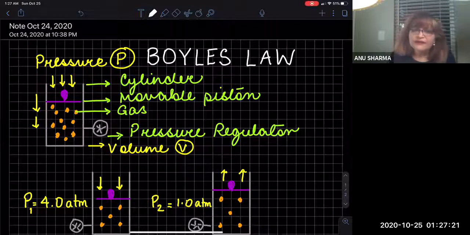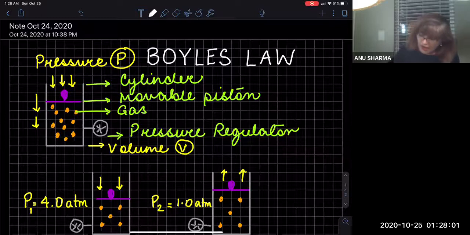A typical apparatus is a cylinder which holds the gas, and there is a movable piston. The movable piston can be moved up and down, and as you bring the piston down, the volume is going to decrease, and you can read the pressure reading in the regulator on the side. Generally, the pressure readings are in atmospheres or in millimeters of mercury or in PSI. Next, if you bring the piston up, similarly, you're going to see that the gas inside the cylinder now expands because there is more volume.